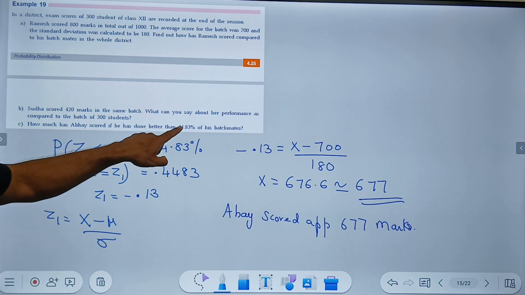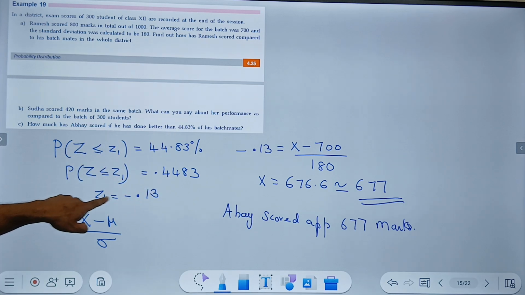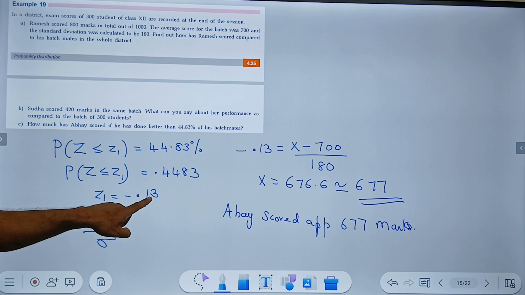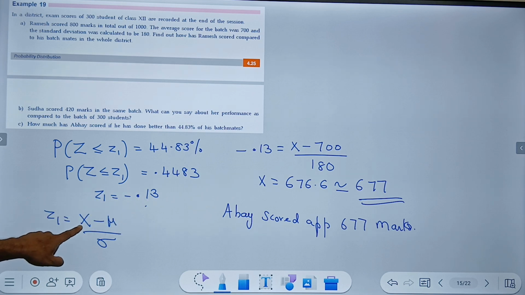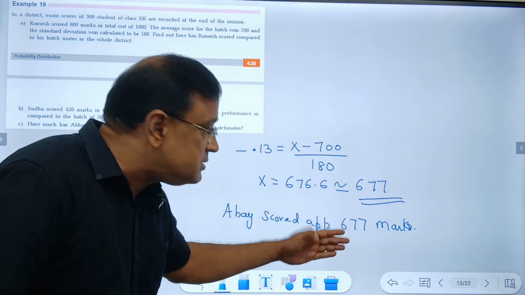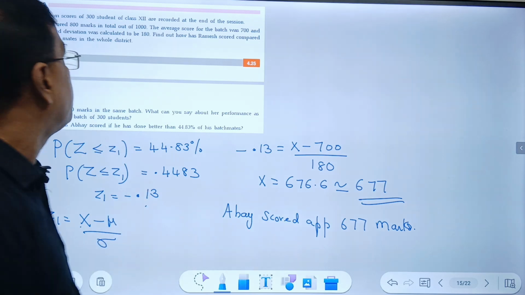So from there, what I do, area is given. From there, I find my Z score. Once I get the Z score, I get the data point X. Once I get the data point X, that is the marks that he has scored. Okay.